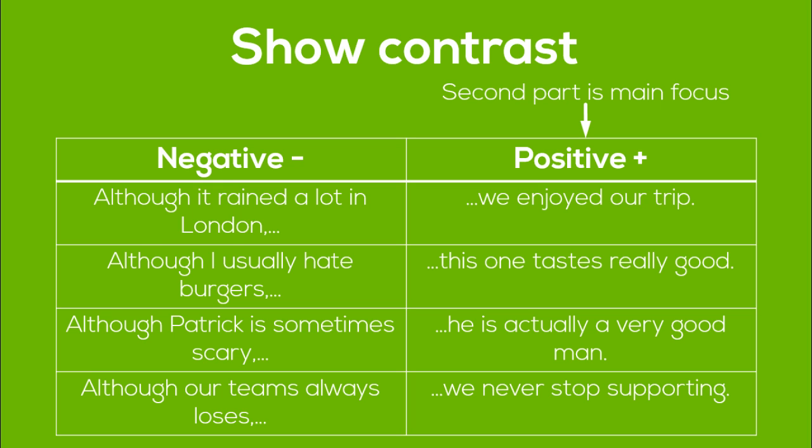So for example, let's look at the first one. The negative, although it rained a lot in London, we enjoyed our trip. So the second part, we enjoyed our trip, is the speaker's main feeling. It did rain a lot, but that doesn't matter. We enjoyed our trip. This is the main focus. Let's look at the second example.